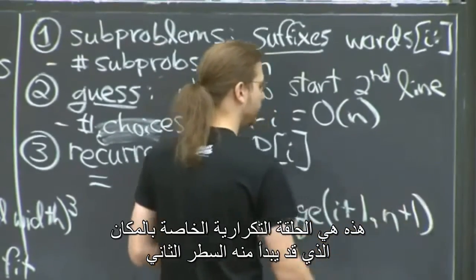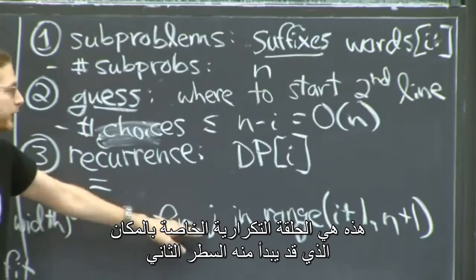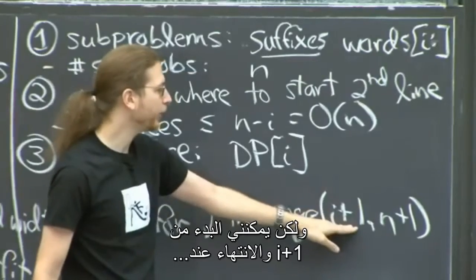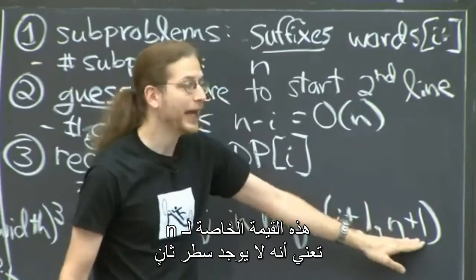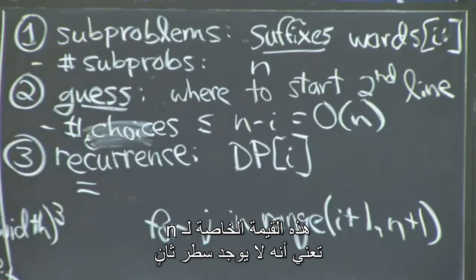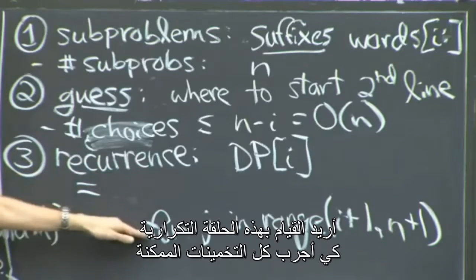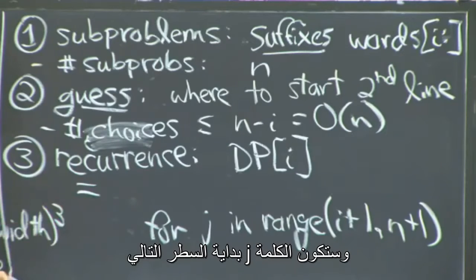I think that would be the for loop of where the second line can start. I can't start at I because that's where the first line starts. But it could start at I plus 1. And this special value of n will mean that there is no second line. OK? So dp of I, now I want to do this for loop in order to try all the possible guesses. J will be the word where the next thing starts.